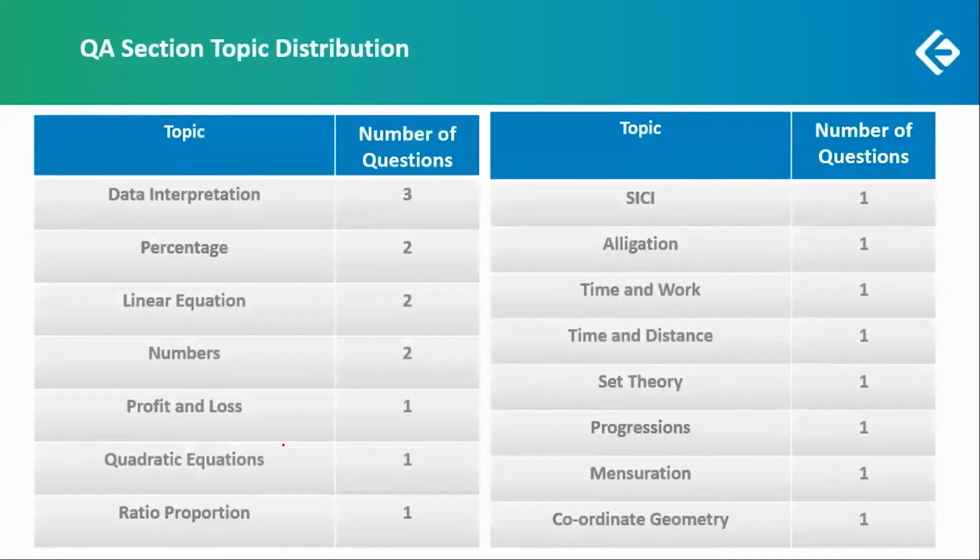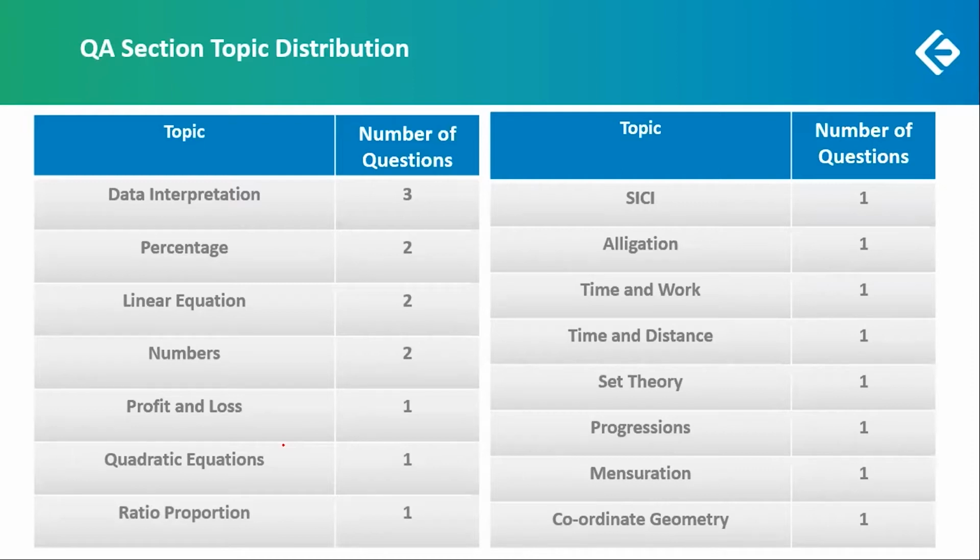This was the topic distribution for this particular EOM CMAT. There were three questions on data interpretation. One set was given that consisted of these three questions. Apart from that, there were two questions on each of the topics like percentage, linear equation, and numbers, and one question from the rest of the chapters that includes profit and loss, quadratic equation, ratio proportion, SICI, allocation, time and work, time and distance, set theory, progression, mensuration, and coordinate geometry.